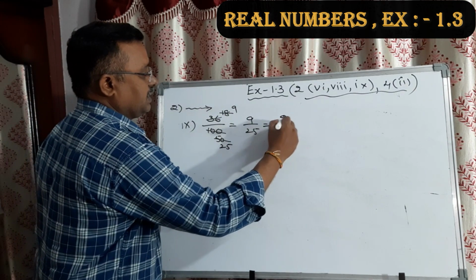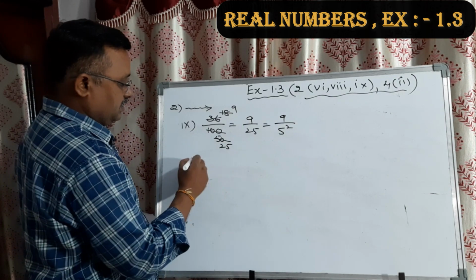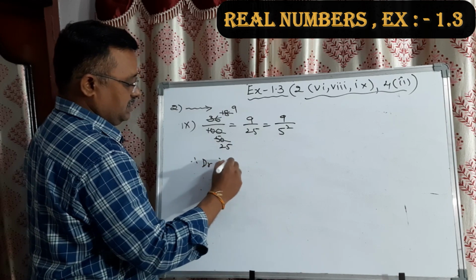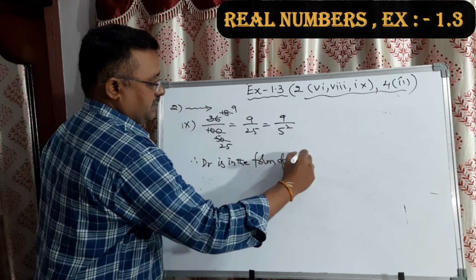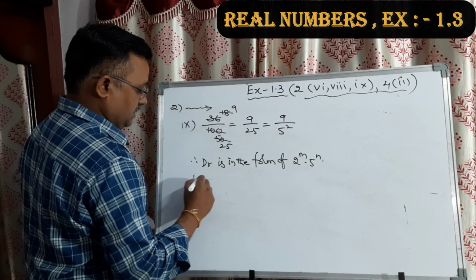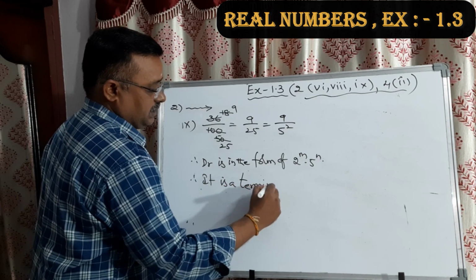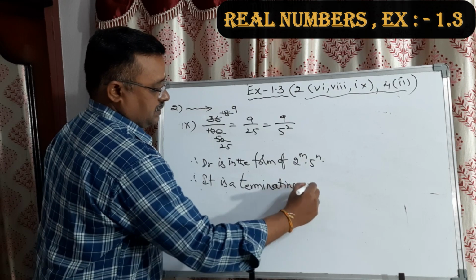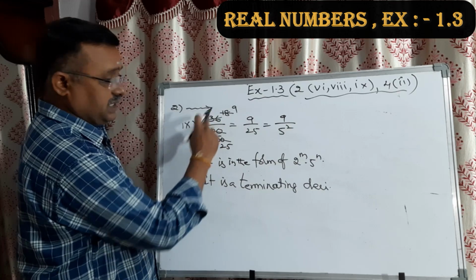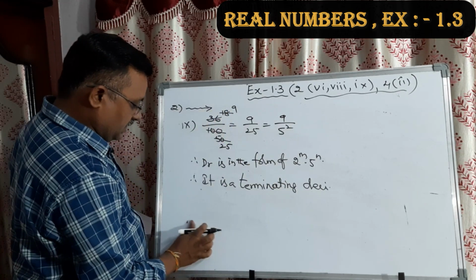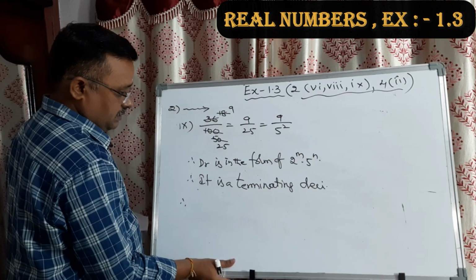Now it is equal to 9 by 5 square. Therefore the denominator is in the form of 2 power m into 5 power n. Therefore it is a terminating decimal. Okay? Right. One more time, like this, cancellations. What is the terminating decimal value? Therefore, that I am telling now. Please observe this.